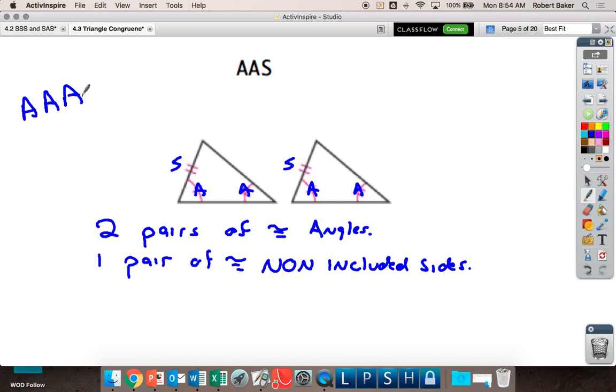AAA does not prove congruence, and ASS and or SSA, right? As you read it forwards and backwards. It's still ASS or SSA backwards. It does not prove anything. Make sure you guys know that those two do not work.